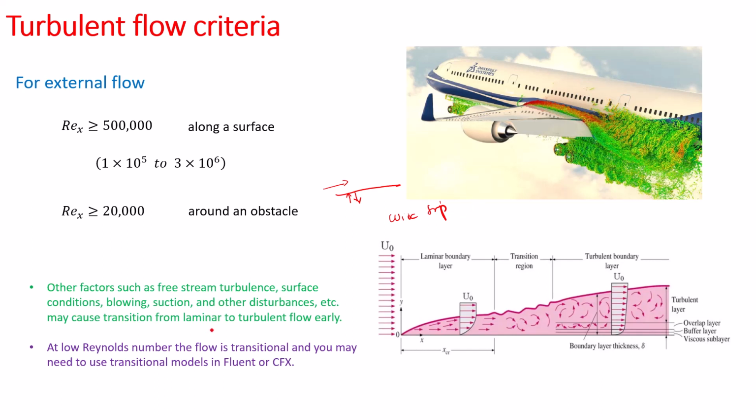But if the Reynolds number is less than this range, then you might have to use the transitional model in CFX or Fluent. And there are two models available. One is the gamma theta SST, and one is the KKL omega, and both give you better results.